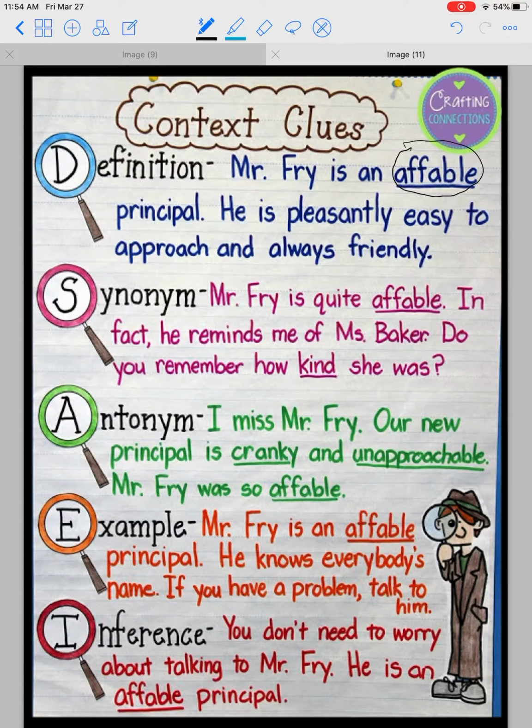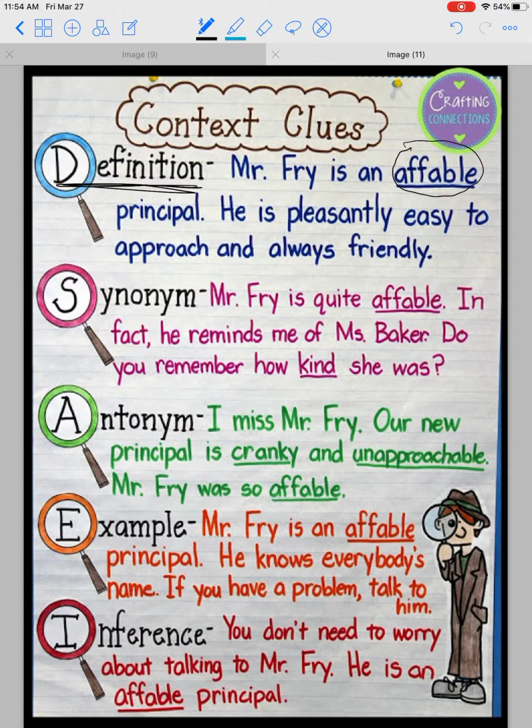Now this is a word that maybe you have heard before, maybe you haven't heard before. But we're going to go through 5 different ways that an author could help us better understand the meaning of this word, affable. So the first way that an author can help us understand is maybe they want to include the definition. So let's look at this example sentence. Mr. Fry is an affable principal. He is pleasantly easy to approach and is always friendly.